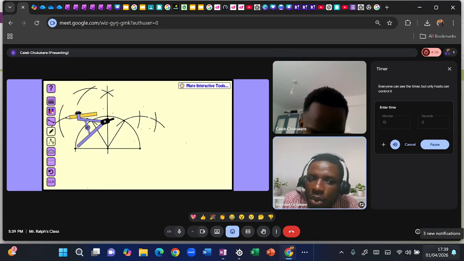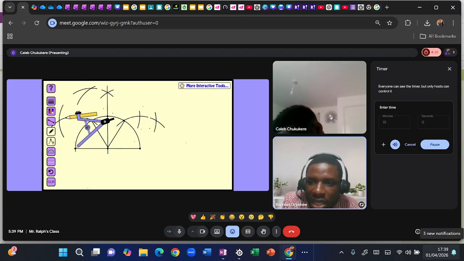So even if the time goes off, you are just using the ruler to connect the angles, and that's absolutely beautiful. So try to connect the angles.